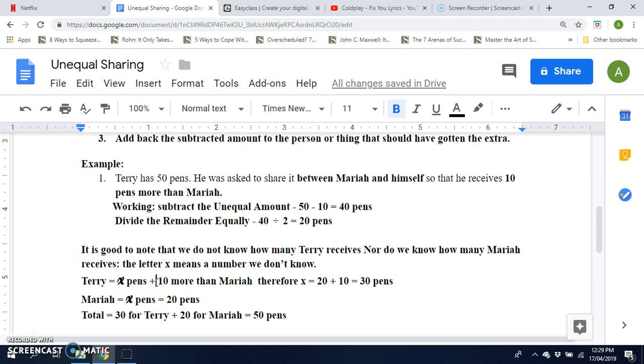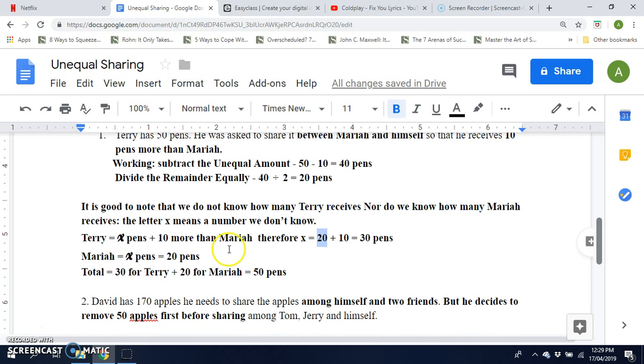Then, figuring out X was where we divided to find 20. So 20 pence for Maria, 20 pence for Terry. That gives you only 40. If Maria gets 20 and Terry gets 20, that's 40. And then you give back Terry his 10 extra. When Terry runs back to his room, Terry will have 10 extra. So now Terry has 30 and Maria has 20.